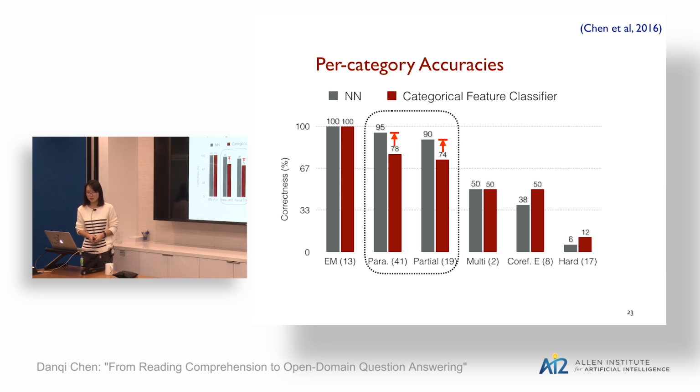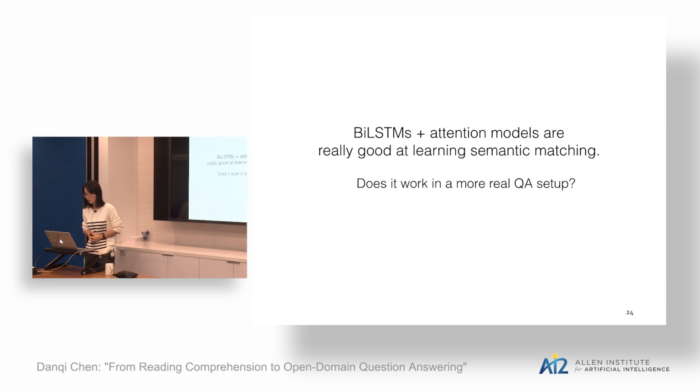What actually makes a real difference is the two biggest classes in the middle, the paraphrasing and the partial clue cases. The neural network models obtain about 95% and 90% accuracy on these two categories, but the conventional classifiers can only achieve 78% and 74%. At this point, we want to conclude that the bidirectional LSTM plus attention models are really good at learning semantic matching. The next question we were wondering is whether this can work in a real question answering setup, because the CNN/Daily Mail dataset was constructed in a cloze-style way and in a heuristic manner. Does this work on a real question answering task?